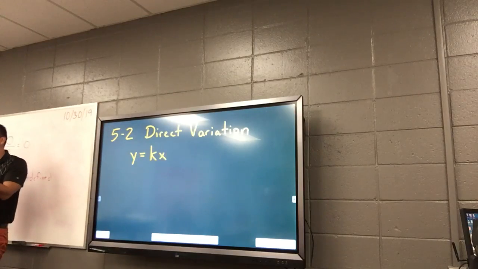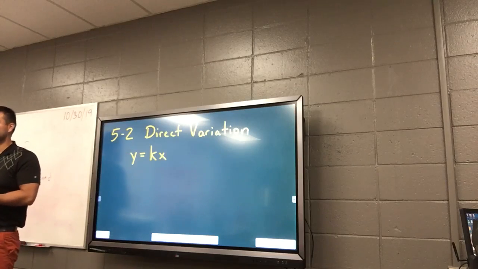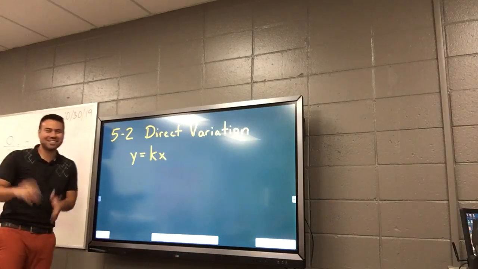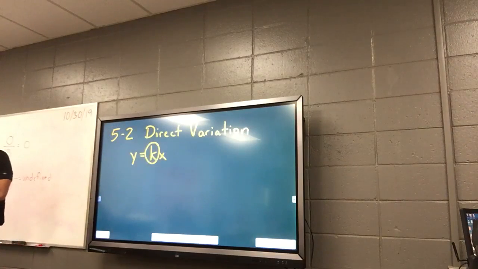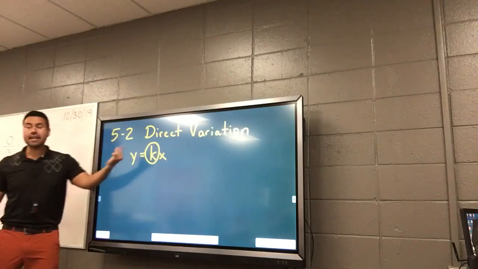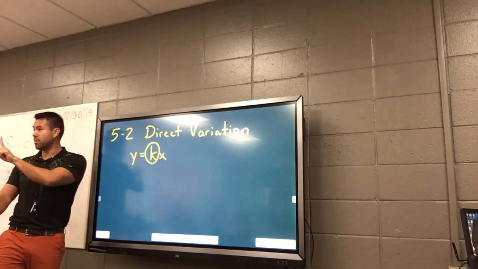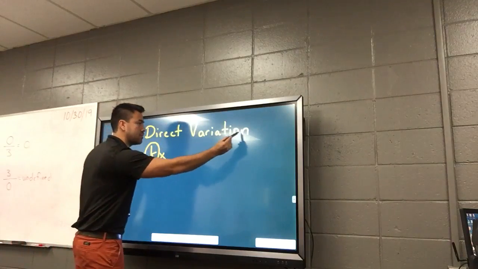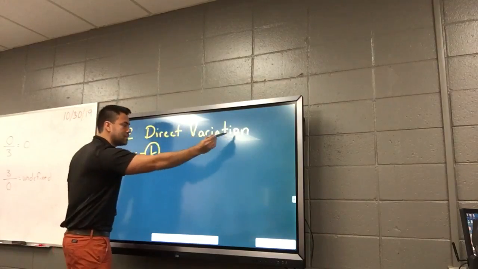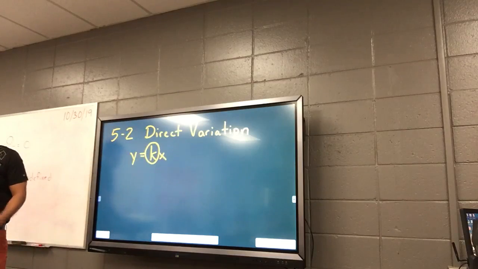Yes, sir. Which one? The K. Yes, it's K. This is your slope. That's what we're looking at. Wait, why is it not M? That's a great question. When I say K equals whatever, you're talking about a slope, but a specific type of slope, one that relates to direct variation. Because you can have other types of slopes that are not direct variation. This one is.